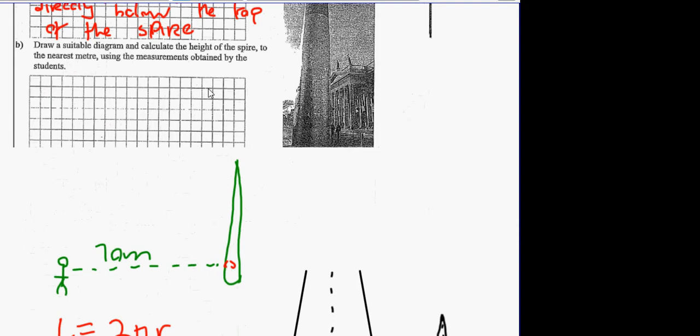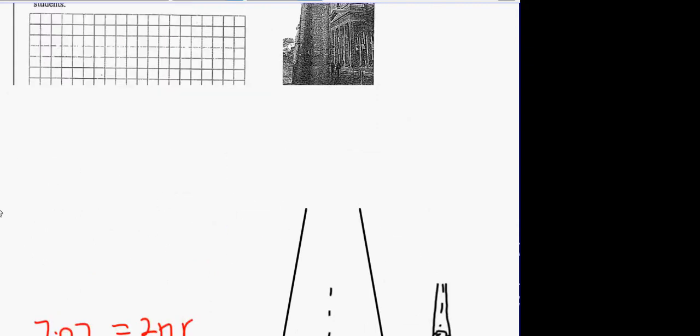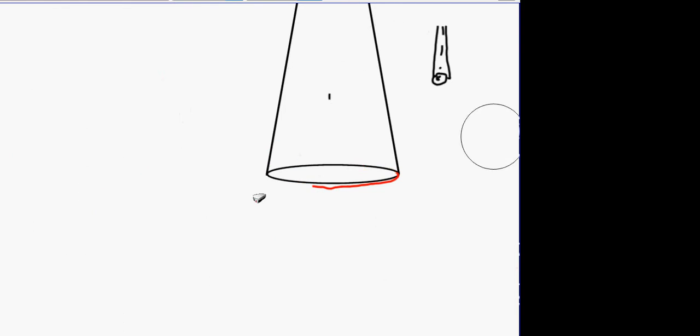Okay, guys. Now, draw a suitable diagram and calculate the height of the spire to the nearest meter using the measurements obtained by the students. Okay, so here's what happens. A suitable diagram. Now, when you use a clinometer, I'm going to tell you what a clinometer is. Now, I'll go back up there in a second. Sorry about that. We'll go back up. You know what a clinometer is? Yeah. Angles, yeah. Okay.